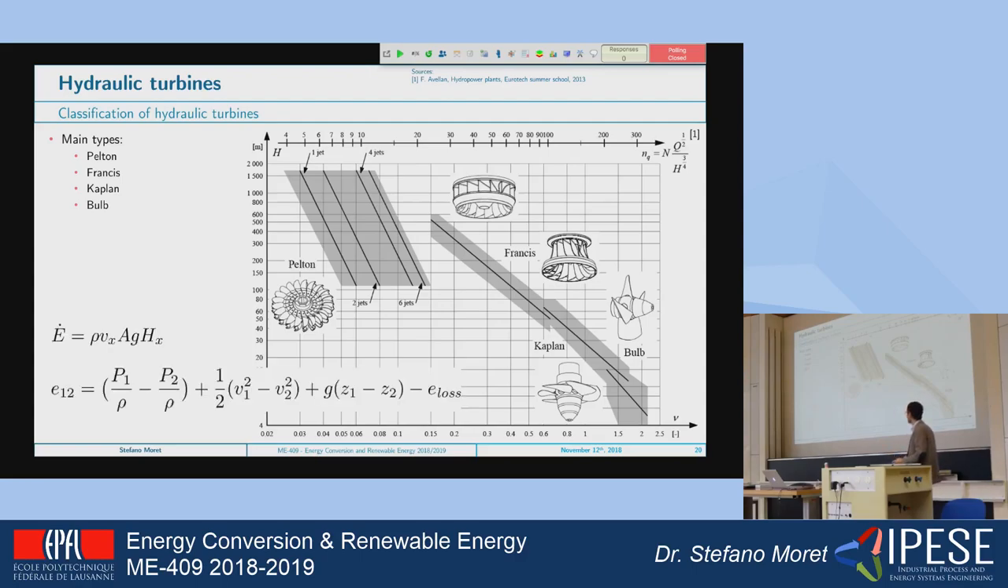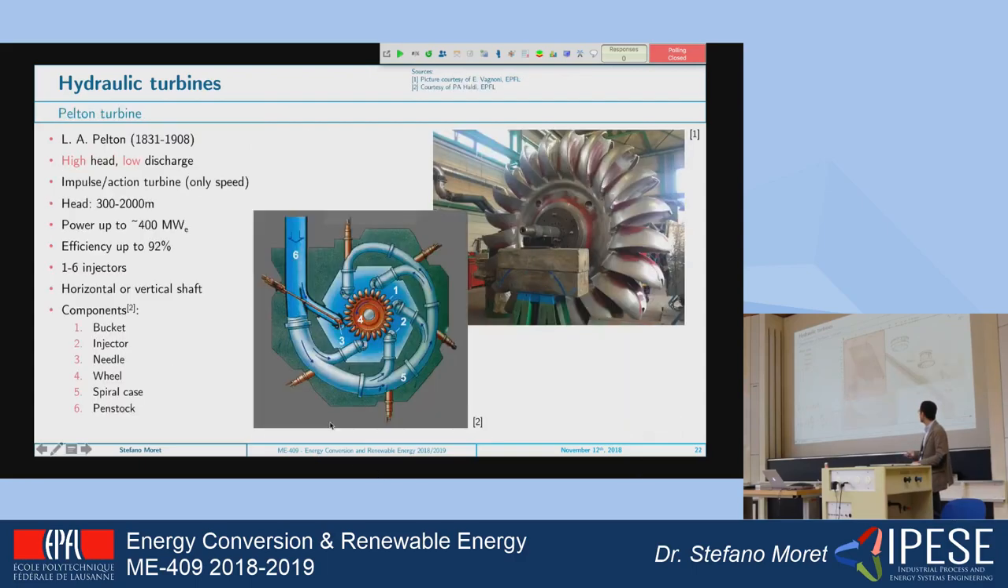Let's look quickly. And I put also here the other key equations that we need. So let's look quickly at how we classify turbines. The first one is the Pelton. The Pelton is an impulse turbine. It works only based on difference in speed. Okay? It's a turbine made like that. It's a turbine that you would use if you have a very big power plant, very high difference in height, very small discharge.